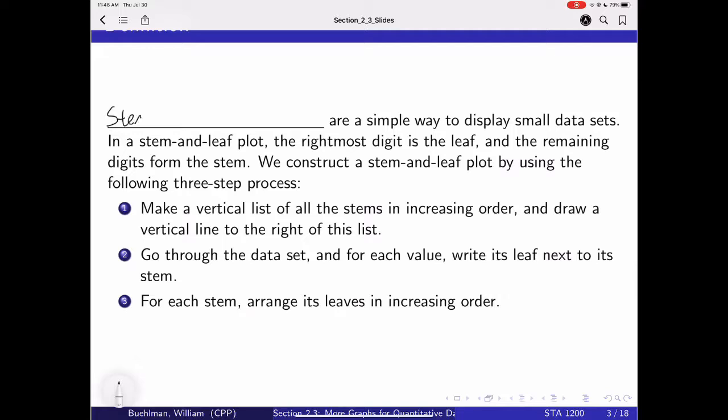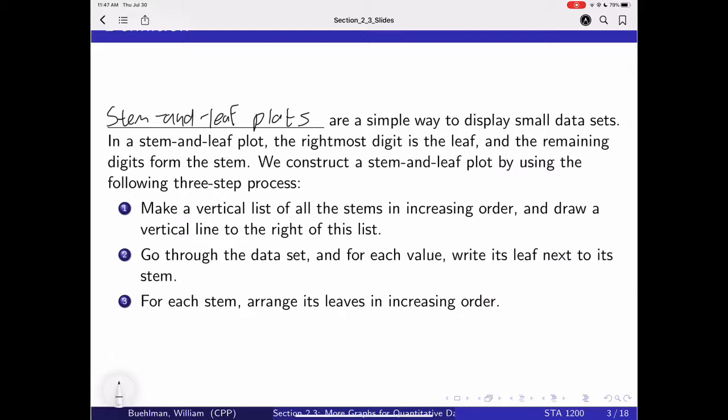Stem and leaf plots are a simple way to display small data sets. In stem and leaf plots, the rightmost digit is the leaf and the remaining digits form the stem. We construct a stem and leaf plot by using the following three-step process.